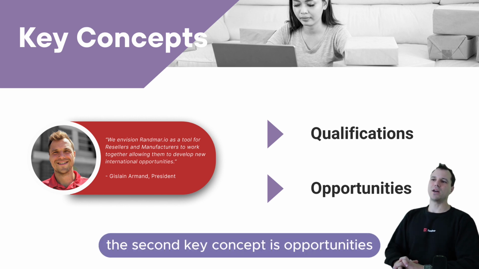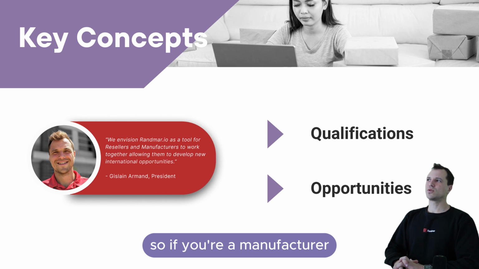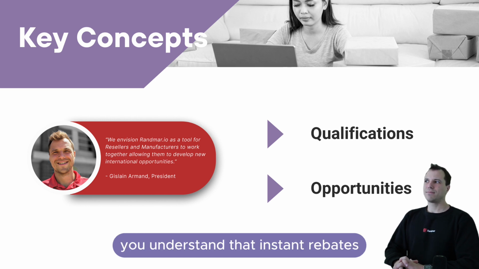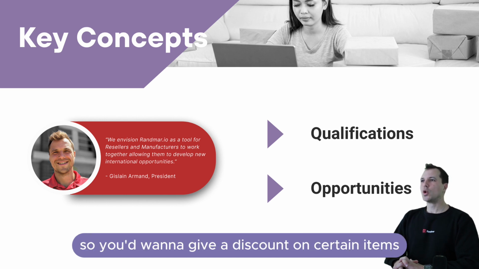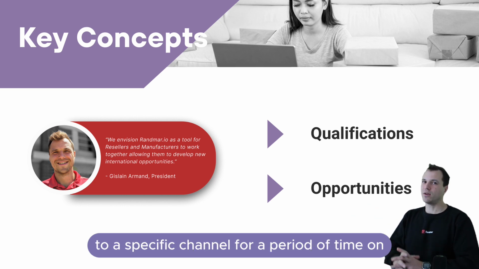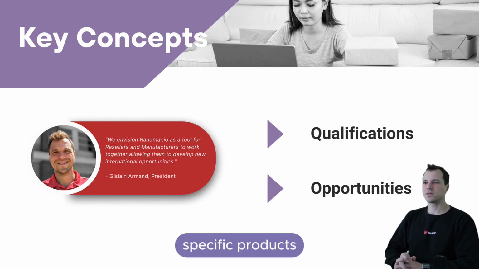The second key concept is opportunities. If you're a manufacturer, you understand that instant rebates are part of a normal distribution strategy. So you will want to give a discount on certain items to a specific channel for a period of time on specific products. So we have all this, but even better.